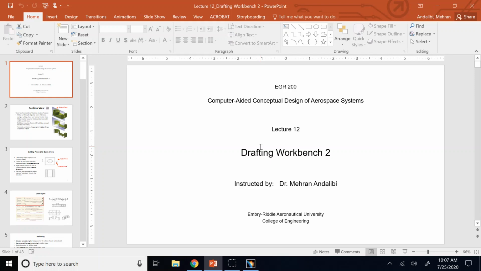Now we want today to first focus on non-standard views like section view, auxiliary view, broken out view, and so on, detail view. And then we'll focus on the idea of tolerance, okay?